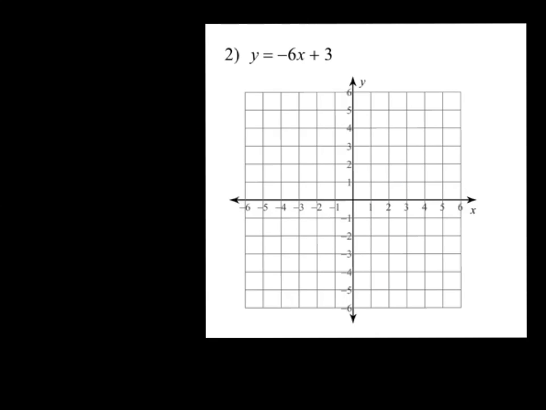Here's a different equation, also solved for y: y equals -6x plus 3. When equations are solved for y, the easiest way to graph them, in my opinion, is by using slope and y-intercept. And if you remember, slope-intercept form looks like this, and m is our slope, and b is our y-intercept.